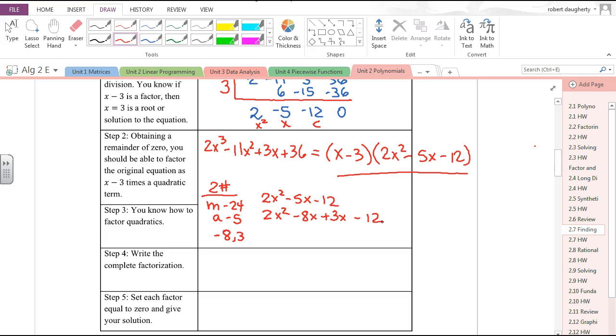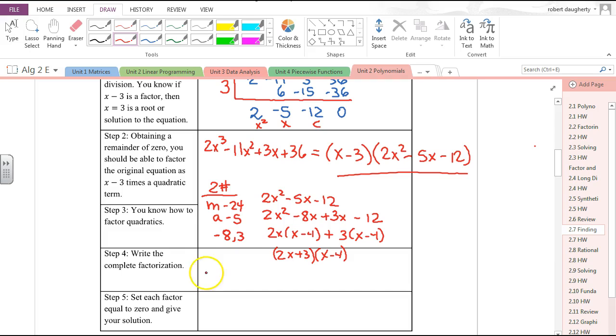And then I factor out what do these first two have in common? 2x, x minus 4, plus what do the others have in common? 3 times x minus 4. So what's this final factorization? Yeah, this is 2x plus 3 times x minus 4.